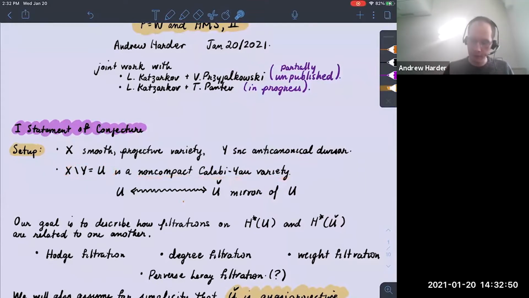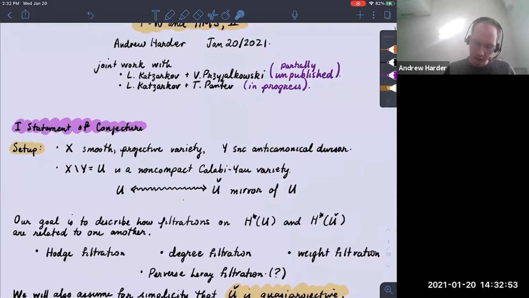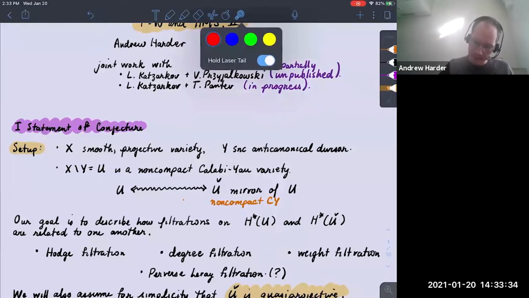So I can perform mirror symmetry in this context. And the mirror of U is going to be what I'll call U check, and this should be another non-compact Calabi-Yau. In this case, this is not necessarily a variety. It's in general just a complex manifold. I'll mention below that for us, at least, we're going to assume that this has an algebraic structure. I think a lot of the stuff that I'll talk about can be expressed in the context where it's not quasi-projective, but for simplicity, we'll stick with the quasi-projective assumption for now.